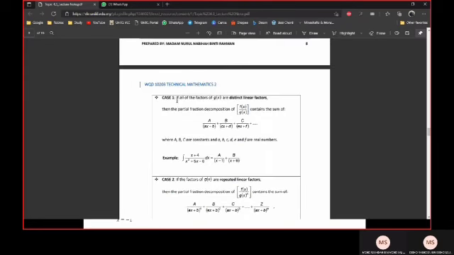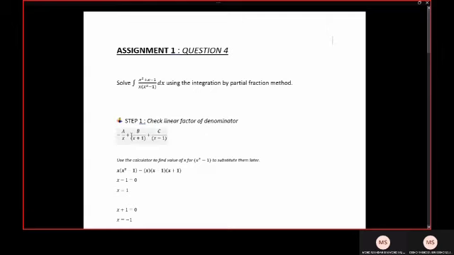So case 1 here says that if all of the factors of g(x) are distinct linear factors, then the decomposition will contain the sum of this, where A, B, and C are constants, and a, b, c, d, e, and f are real numbers. So we will have to arrange it like this: A over s, plus B over s minus 1, plus C over s plus 1. So we did it like that, and we got this answer.